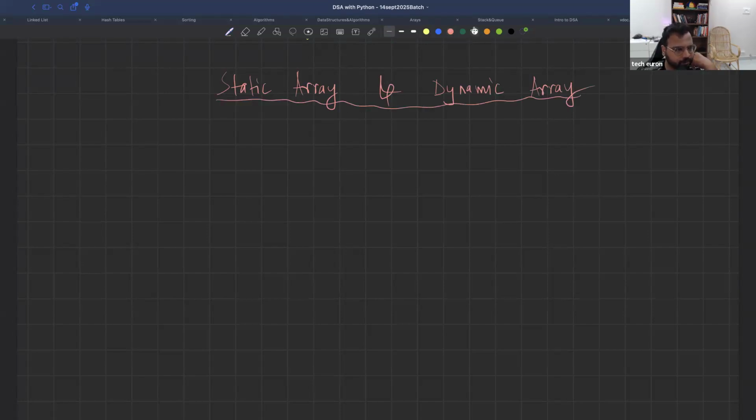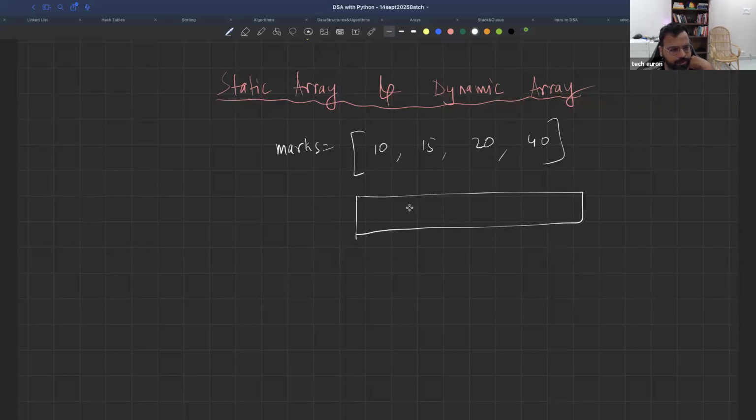Now the definition that I gave you of array is that we are having a collection of similar items, suppose it is 10, 15, 20 and 40. So I said that I will take a contiguous block of memory. I want to store 4 elements. So I will take 1, 2, 3 and 4, and very nicely I will store here 10, 15, 20 and 40. This is a memory block. Suppose this is 2000, this is 2004, this is 2008 and this is 2012.